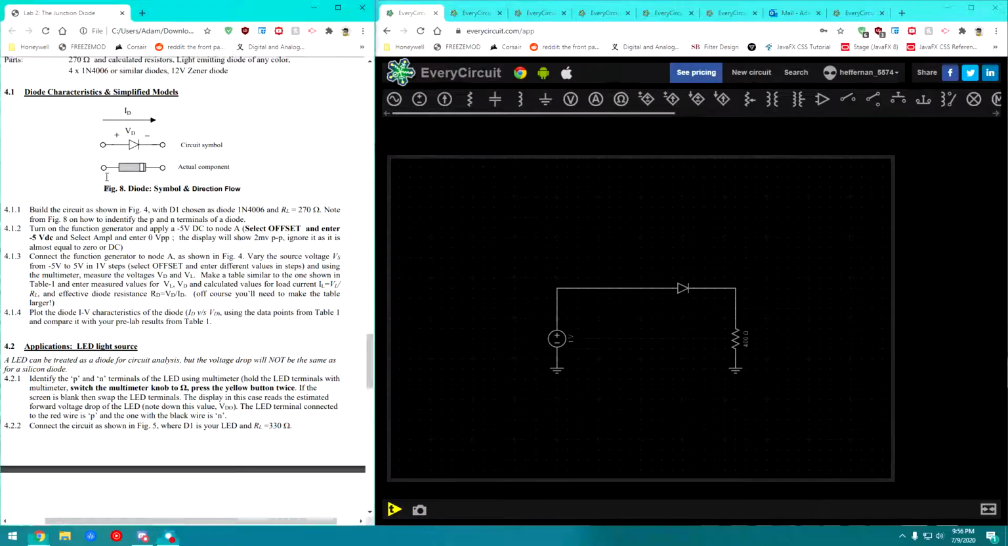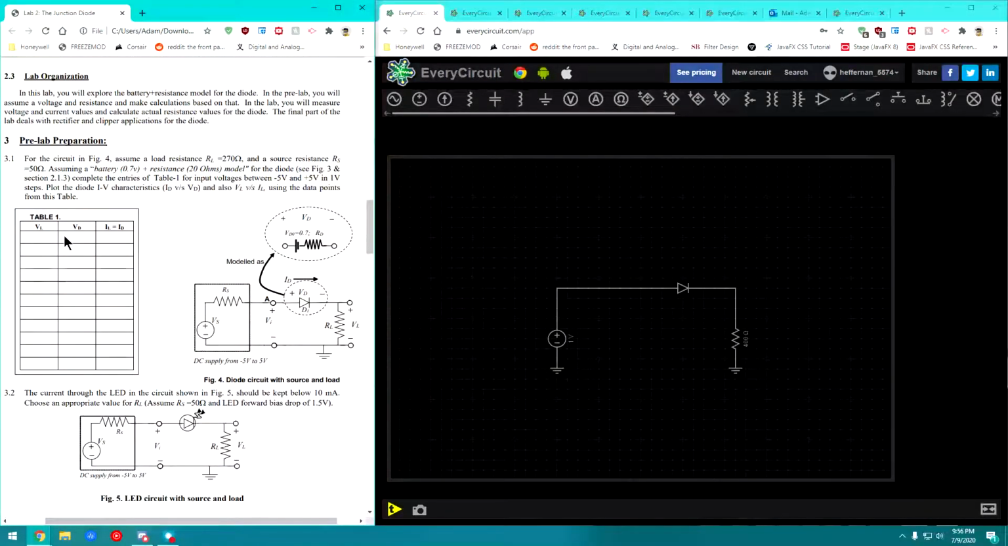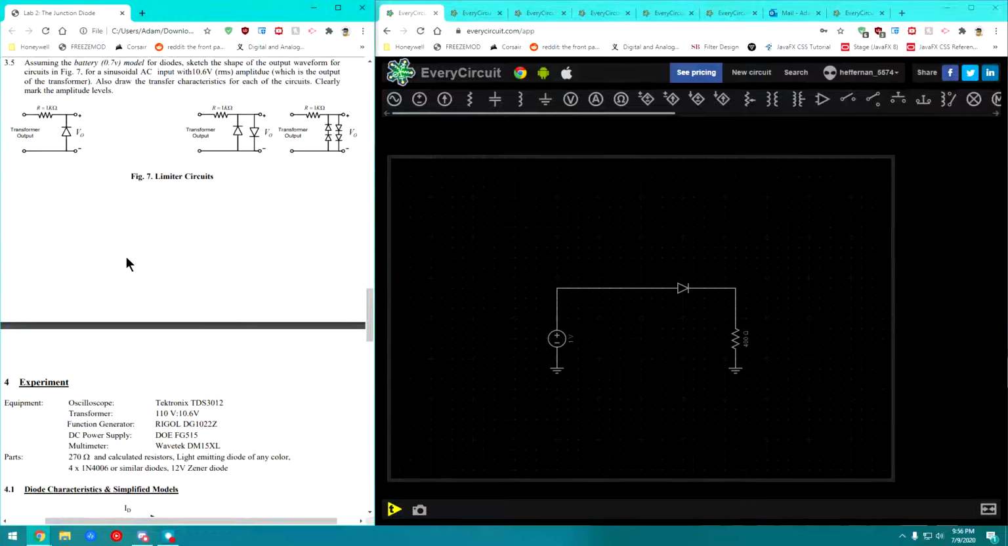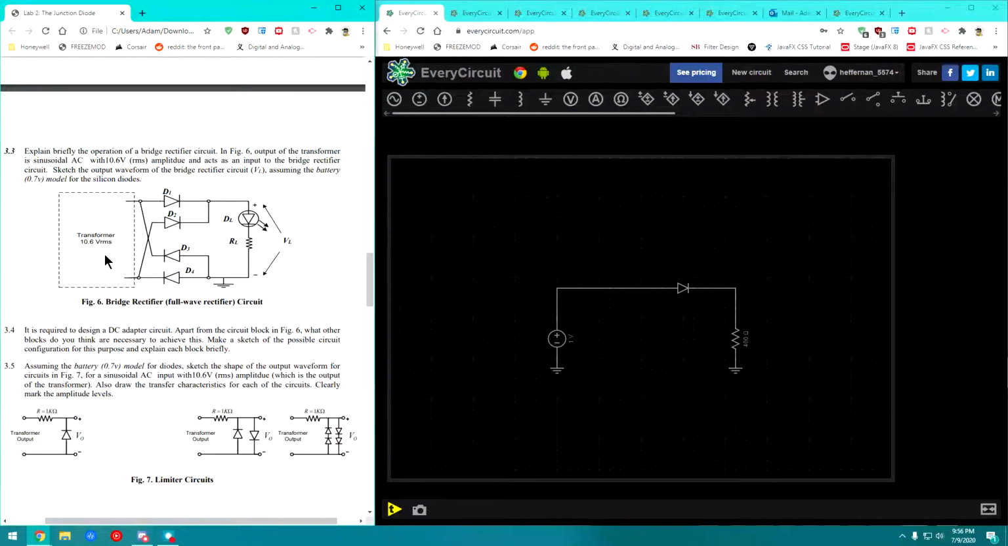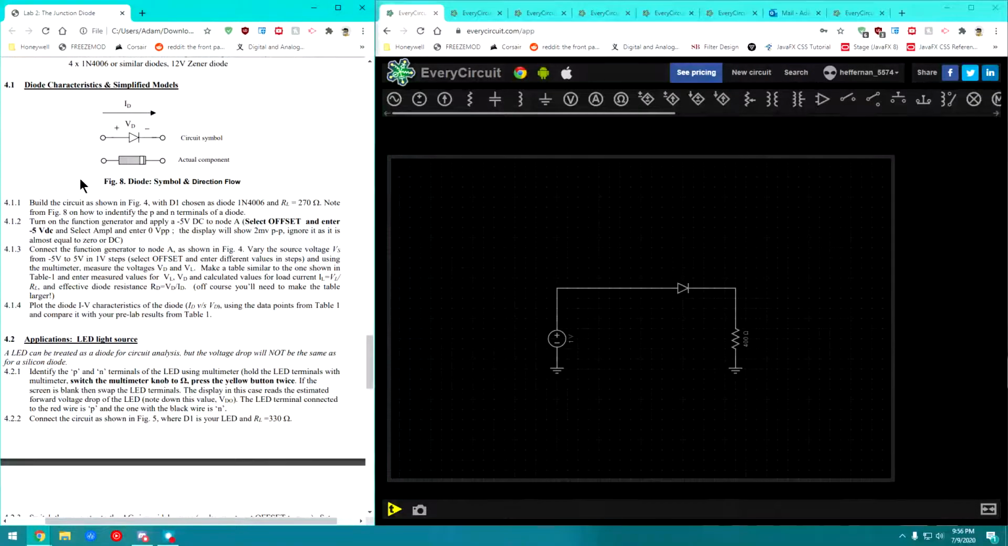So what you're going to want to do to get started is go through all your pre-lab stuff and fill out this table for your expected values of the voltage on the load, the voltage on the diode, and the current through the load, which is equal to the current through the diode. Once you find all those out, figure out how all these circuits work, and answer all the questions, you can go down here and start the lab.